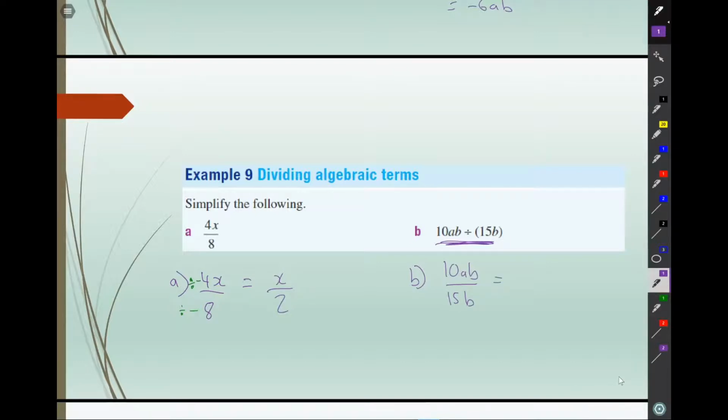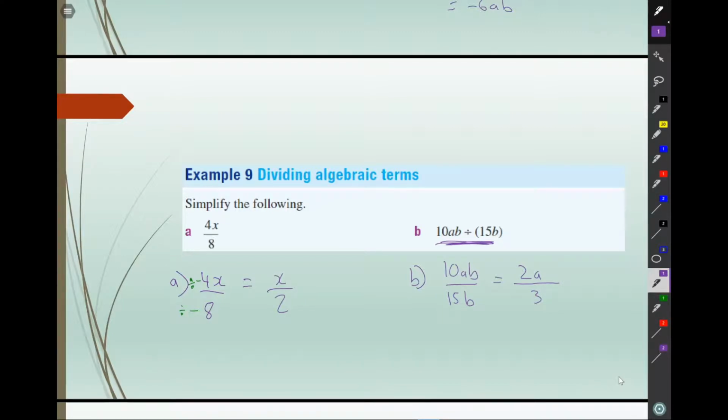Now, we need to think of a common factor for 10 and 15. What's the biggest number we can think of that we can divide by 10 and also divide by 15? I'm going to use 5. So if we divide 10 by 5, we get 2. If we divide 15 by 5, we get 3. Now, there's an a on the top, but there's no a on the bottom, so the a just stays where it is. Now, we've got something interesting here.